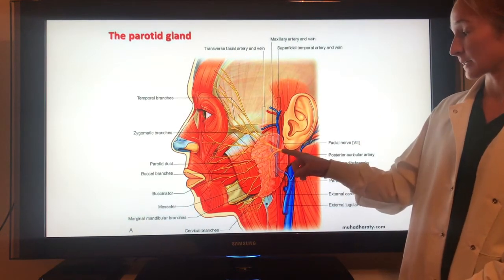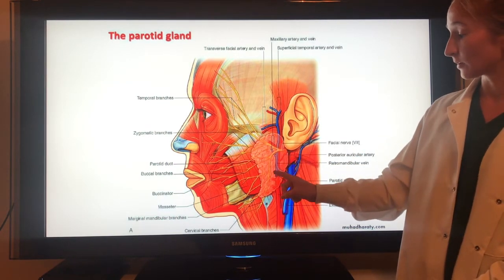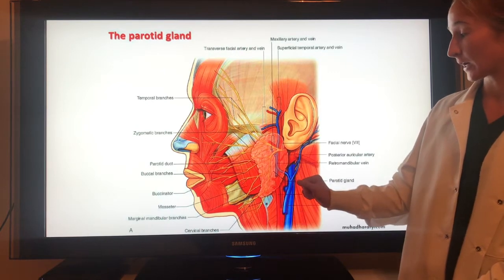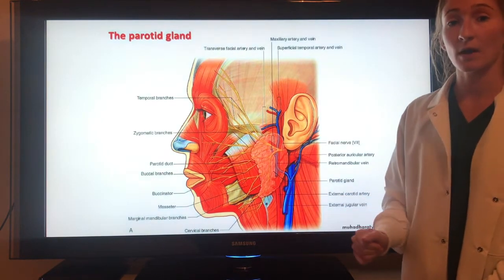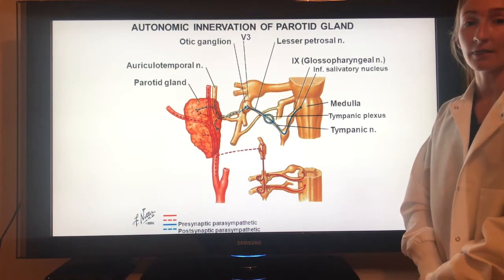There are many structures in and around the gland. Superficially, the parotid plexus of the facial nerve and all of its branches. We also have the retromandibular vein and the external carotid artery. There are many lymph nodes within the gland as well. Parasympathetic innervation of the parotid gland stimulates production of a watery, thin saliva.